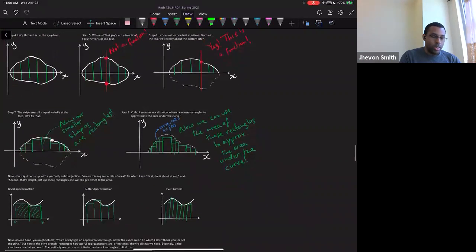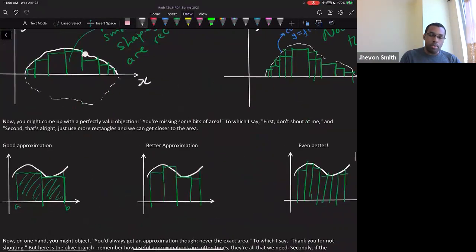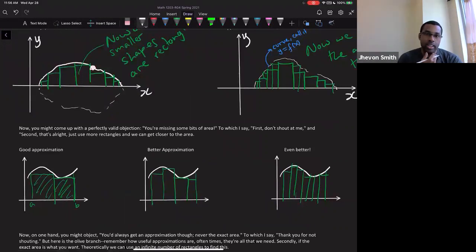An important idea is the more rectangles you use, the better the approximation. So if you look here, I have two rectangles. It's a good approximation.